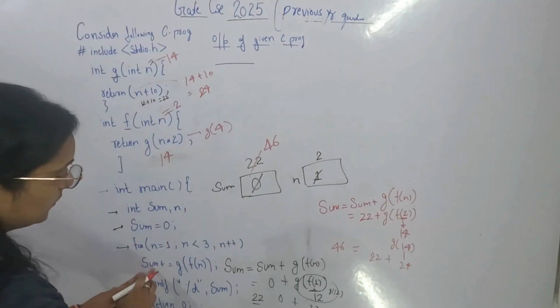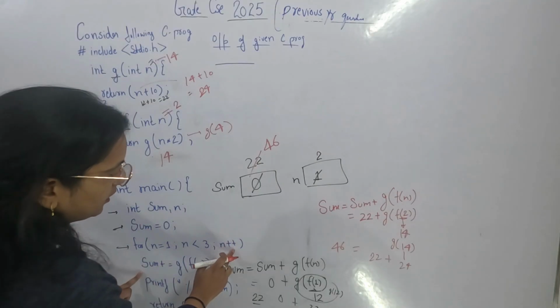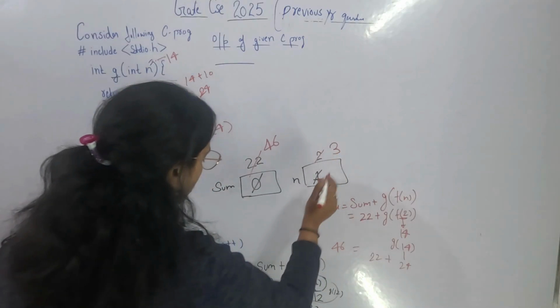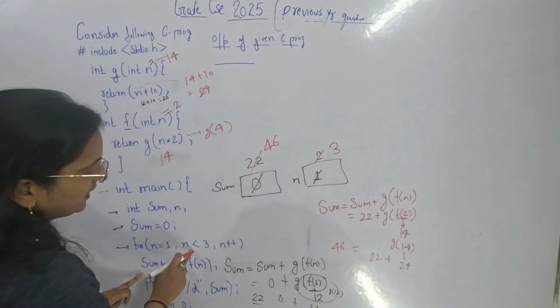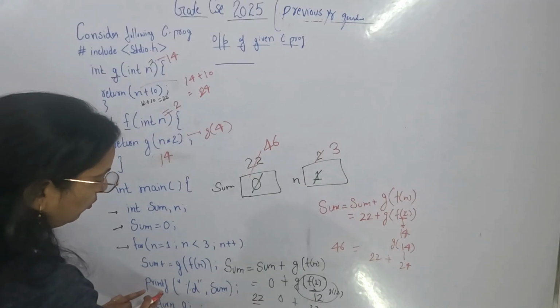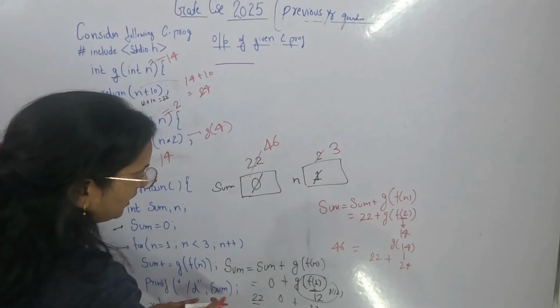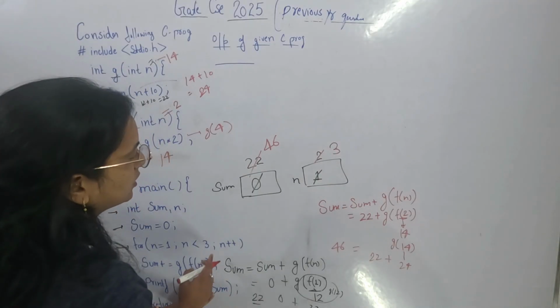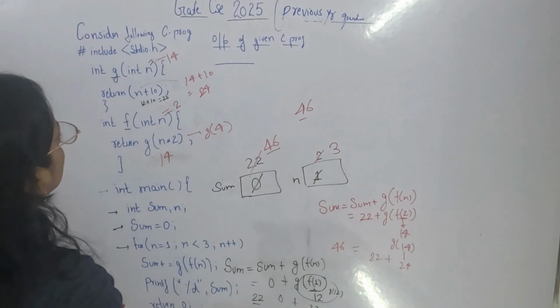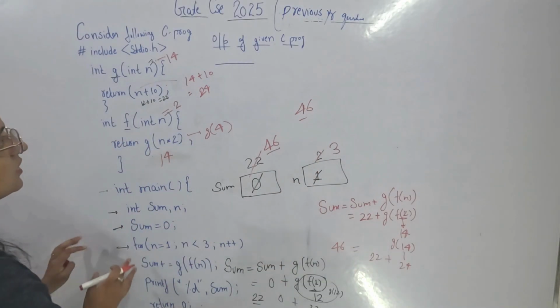Now again n equals n plus 1, so n was 2, it will be 3 now. Now again you will check the condition: 3 is less than 3. The condition is false, so we move out of the for loop. Then it is printf percentage d sum. Now we have to print the value of sum. So the final value of sum is 46, so 46 will be printed, return 0, and the function is completed.